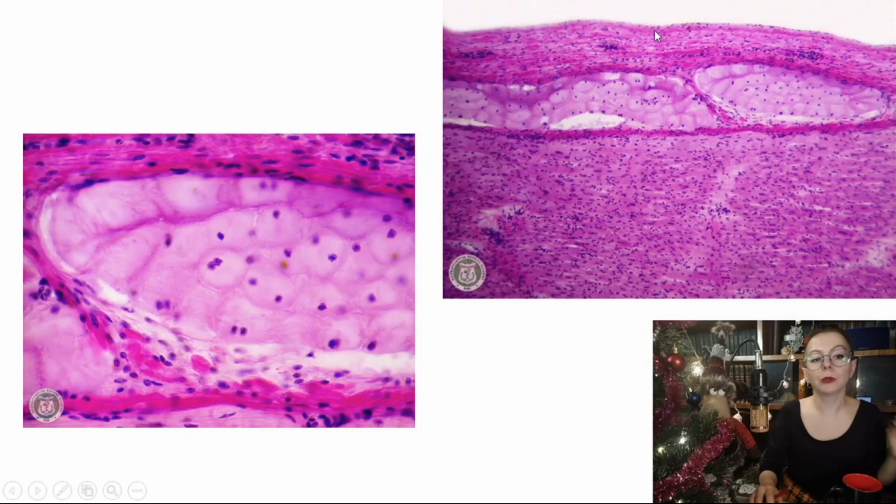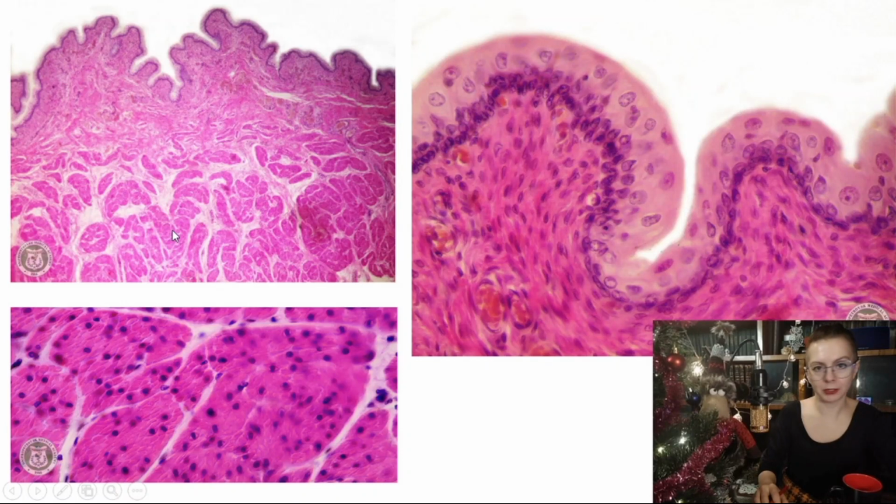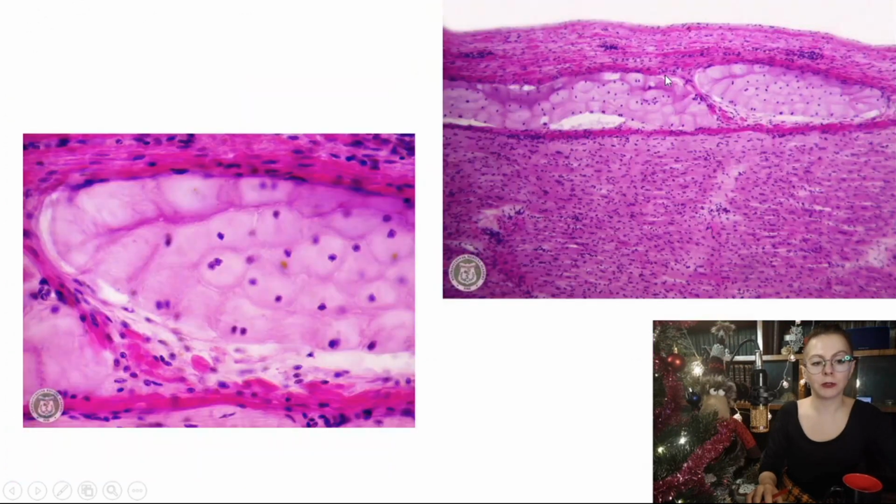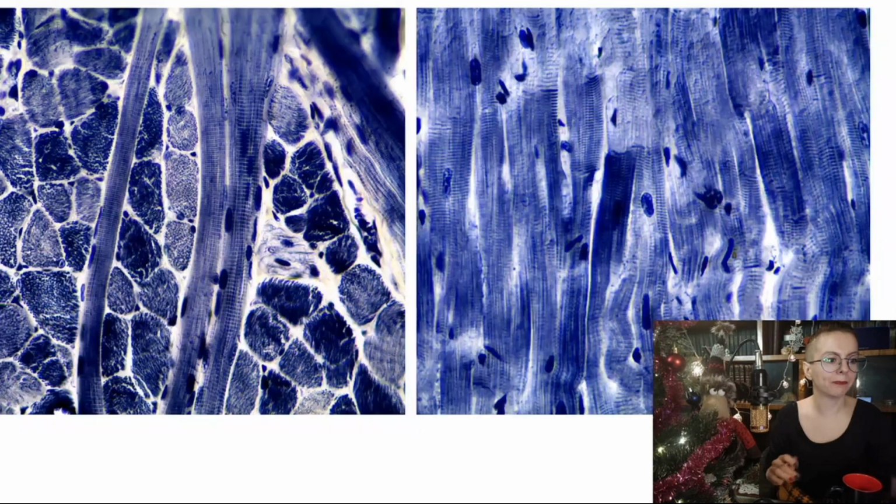But if you look at the top of the specimen and see those giant, palely stained cells, these are Purkinje fibers. So do not look at the bulk of the specimen. Here you can see muscle tissue, and here also muscle tissue. But if you look at the top and see this transitional epithelium or Purkinje fibers, you can distinguish them easily. Okay, so let's move on.